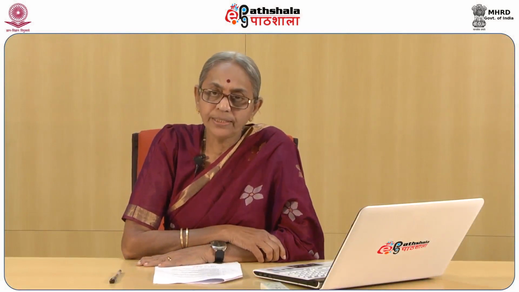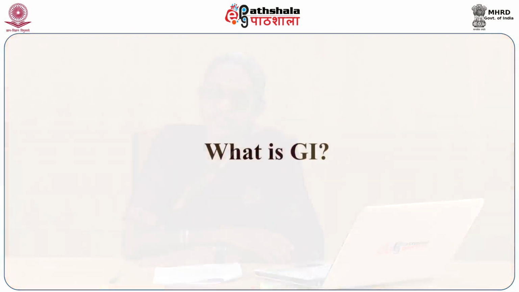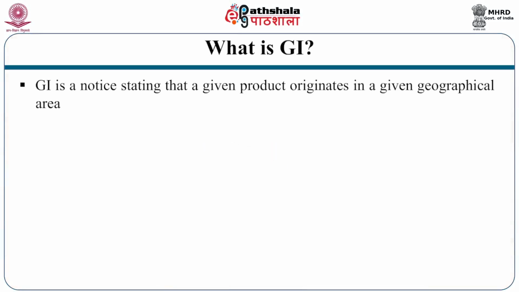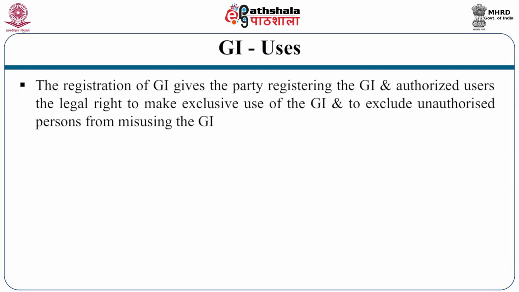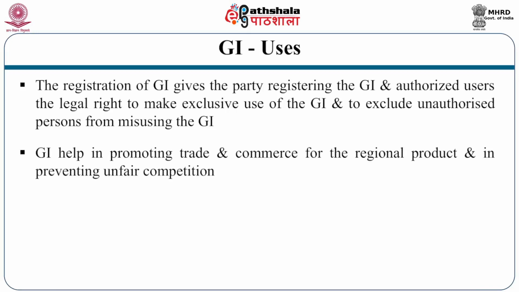Before proceeding to copyright, we look at another category of industrial property, which is the geographical indication. What is geographical indication? It is a notice stating that a given product originates in a given geographical area. It is called GI for short. It is used to identify goods having special characteristics because they originate from that area. It is important because we associate certain qualities and a reputation with those products. The registration of GI gives the party registering the GI and its authorized users the legal right to make exclusive use of the GI, and as in the case of other intellectual properties, exclude others from using it. It helps in promoting trade and commerce for the regional product and in preventing unfair competition.